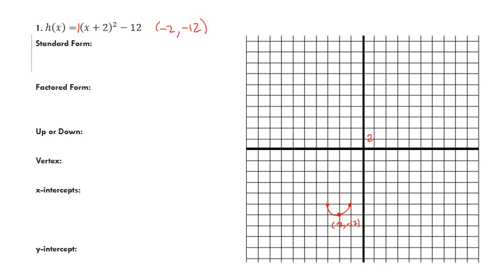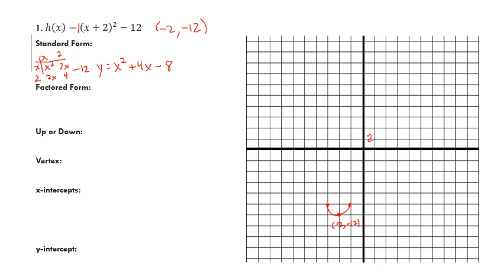Okay, so let's now do the standard form of this. Remember when we square this, you always have to use your box. So we get x squared, 2x, 2x, and 4. And then we also have this minus 12 here. So x squared, add our like terms, plus 4x. And then 4 minus 12 will be negative 8. So here's our standard form.